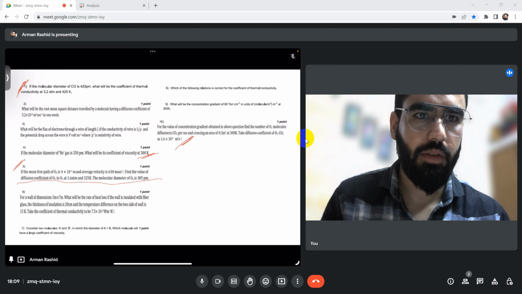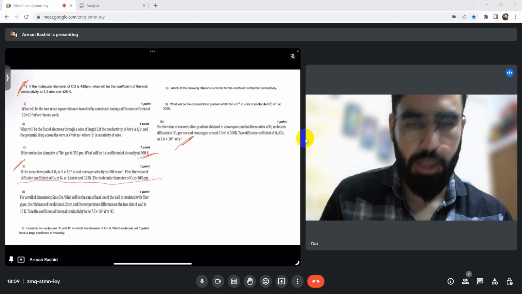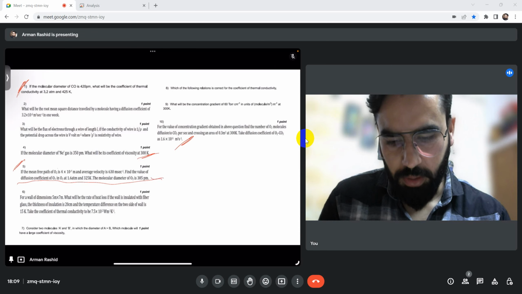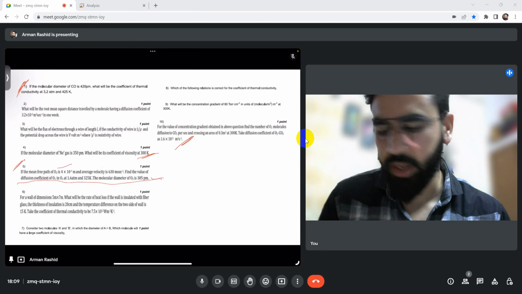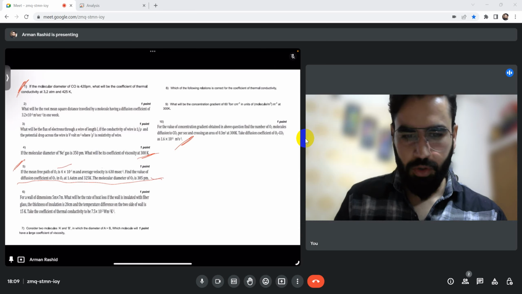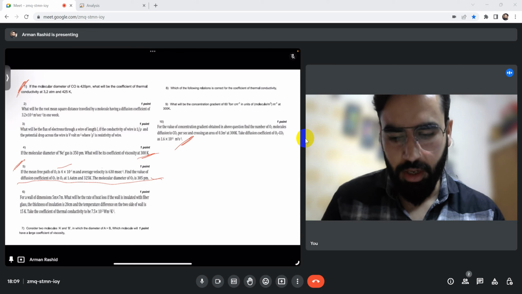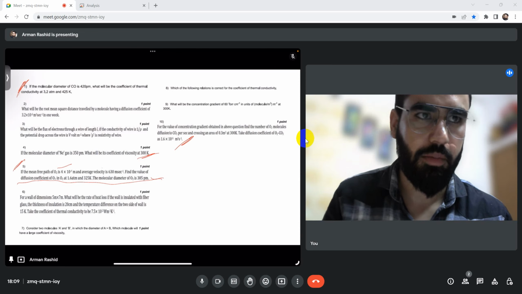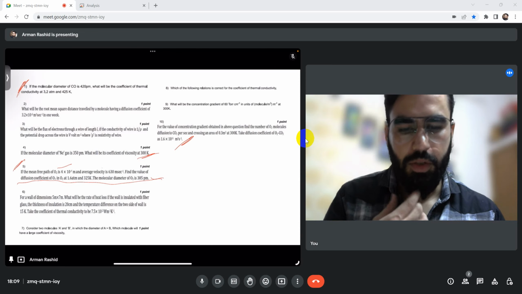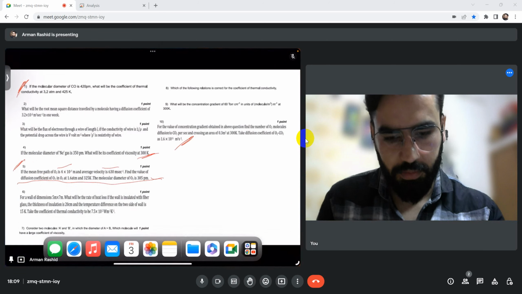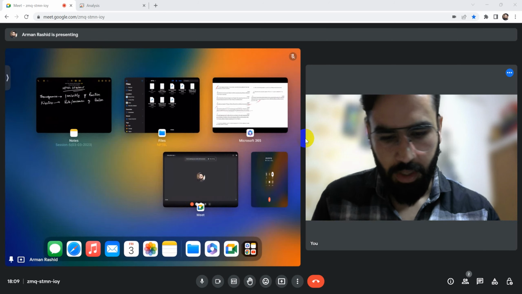So we have been given the molecular diameter, the mean free path and the average velocity. So we have to find the diffusion coefficient. If you go through my previous 2 lectures, I have shown you how the mean free path is correlated to the diffusion coefficient and the diameter. So we'll directly use the equation to solve the problem. Okay, so let us proceed with the problem.